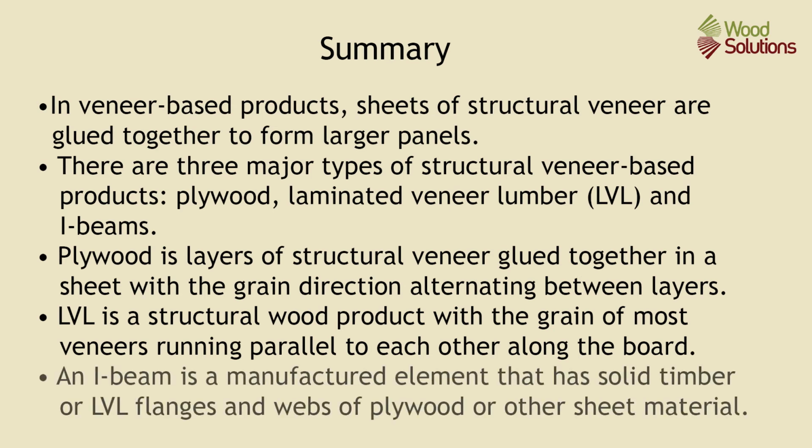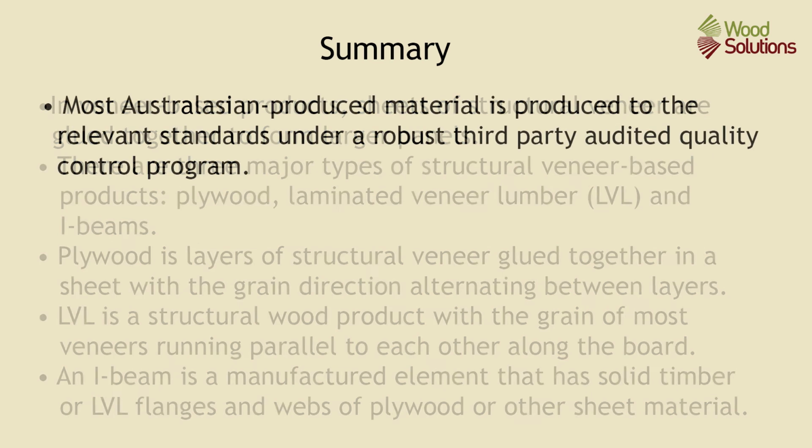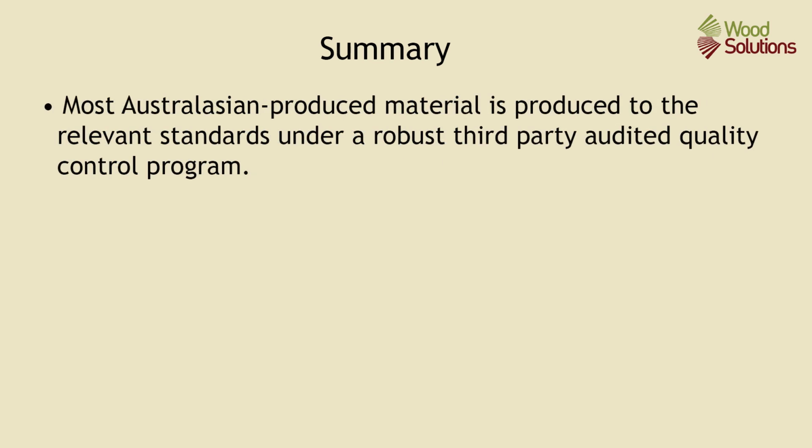An I-beam is a manufactured element that has solid timber or LVL flanges and webs of plywood or other sheet material. Most Australasian produced material is produced to the relevant standards under a robust third-party audited quality control program.